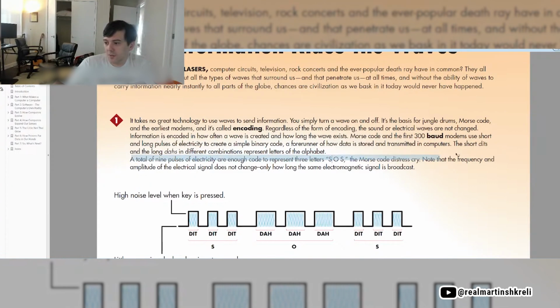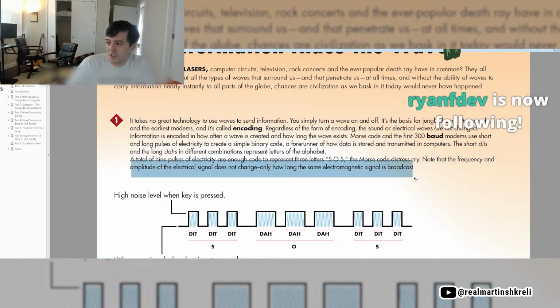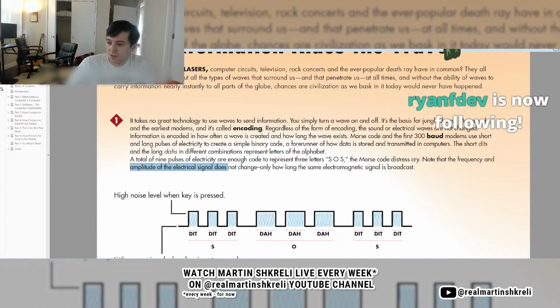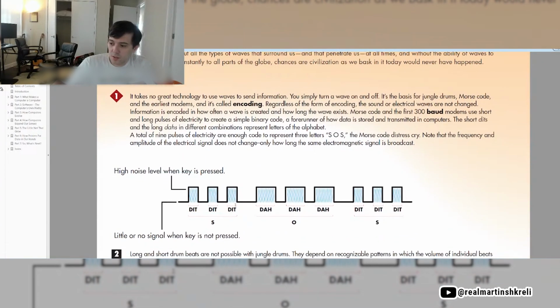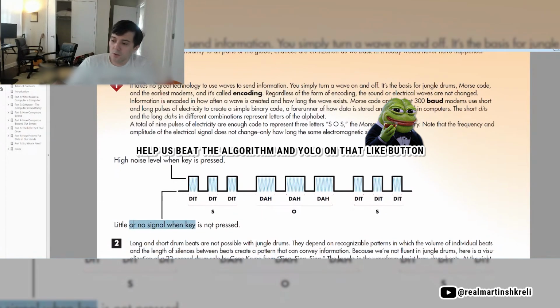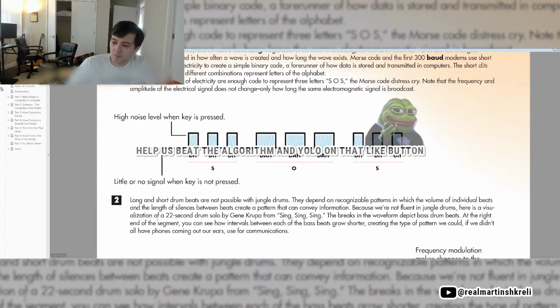A total of 9 pulses of electricity are enough to code the 3 letters that represent SOS, the Morse code distress cry. Note that the frequency and amplitude of the electrical signal does not change, only how long the same electromagnetic signal is broadcast. Here's a high level of noise when the key is pressed: dit dit dit, da da da, dit dit dit. Little or no signal when the key is not pressed.